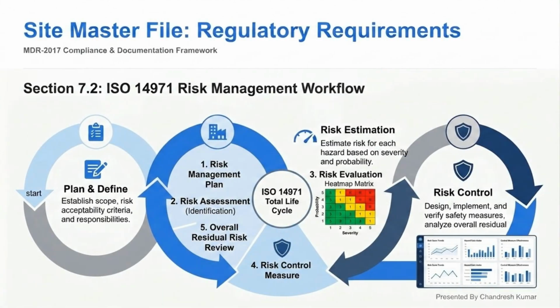Section 7.2 outlines the ISO 14971 risk management workflow. This total life cycle includes planning and defining the scope, risk estimation based on a heat map of severity and probability, risk control implementation, and overall residual risk review.